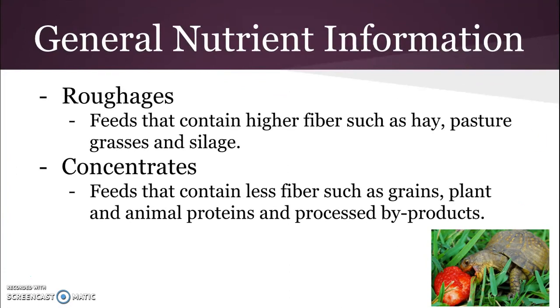Roughages. This is a type of feed that is very high in fiber. And roughages include things like hay, pasture, grasses, and silage. Concentrates, these are feeds that contain less fiber, and these would include things like grains, plant and animal proteins, and processed byproducts.